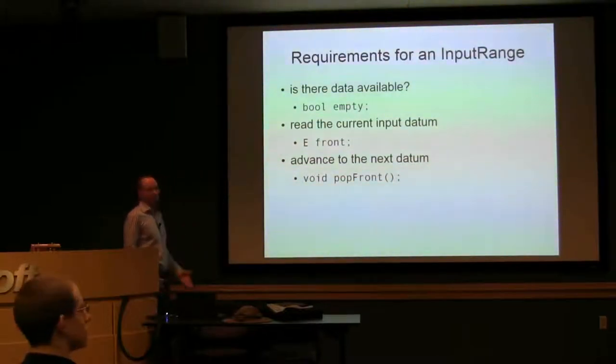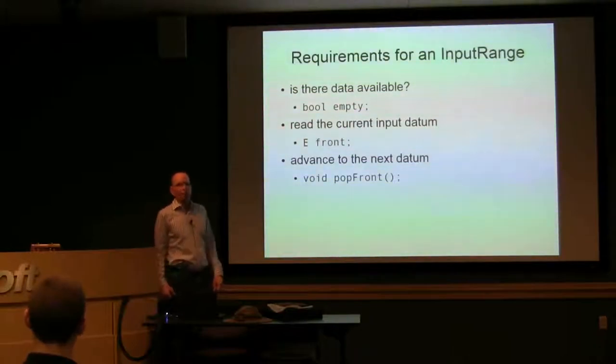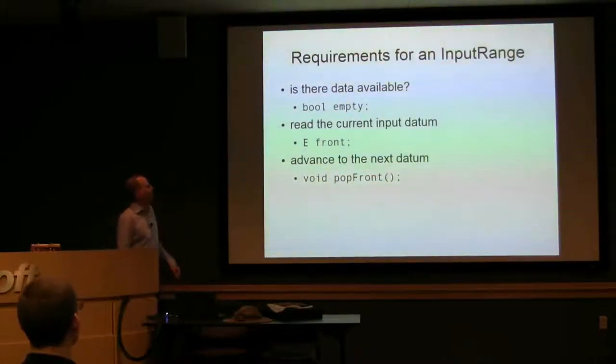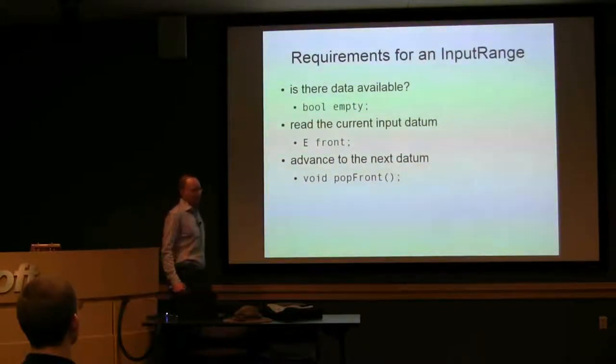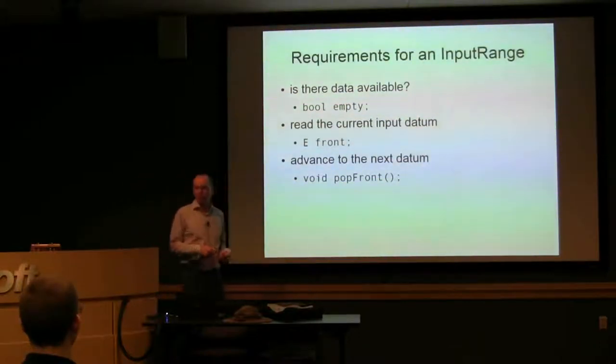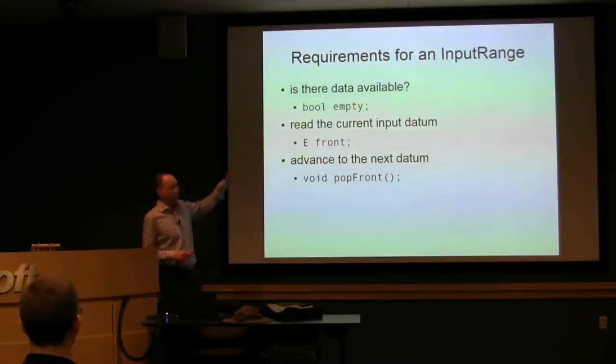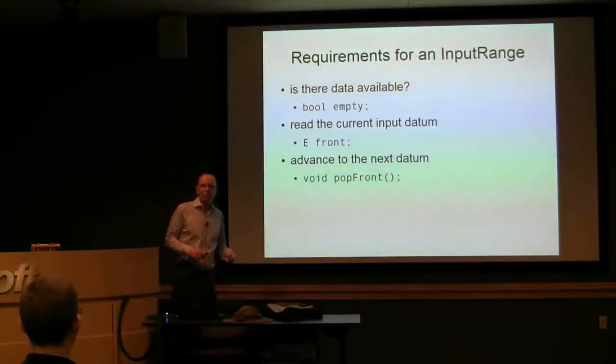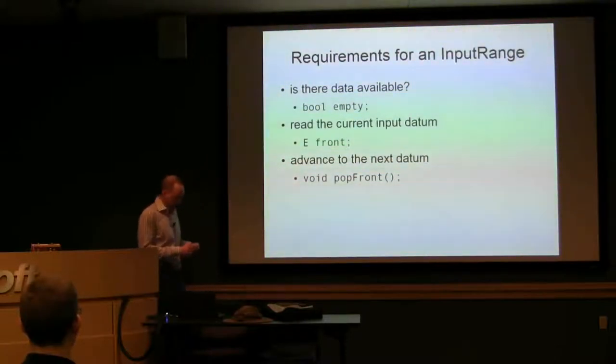So we really only need three things out of input. We need to know if there's data in it. And we need to be able to get the current piece of data. And we need to advance to the next one. Now, C# does it a different way. They do it with two things where they combine two of these into one. This is a slightly different way of doing it. They're all broken out into three distinct things.